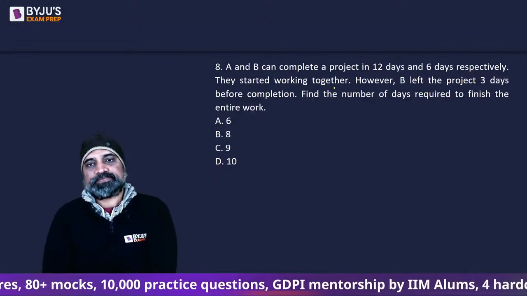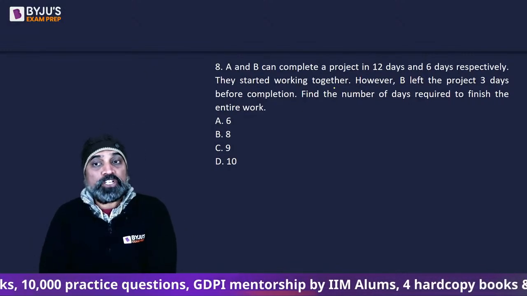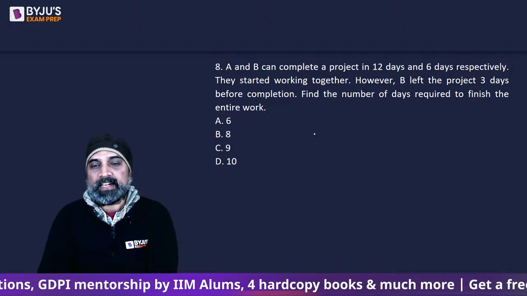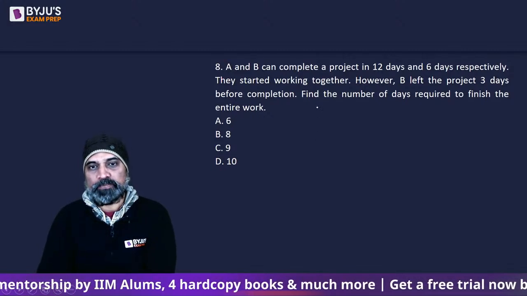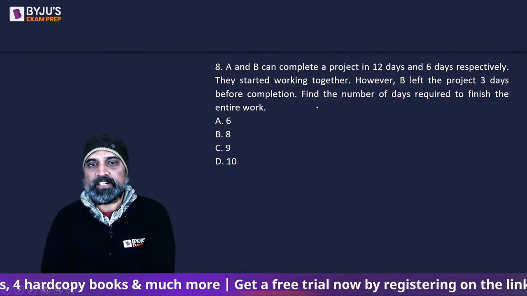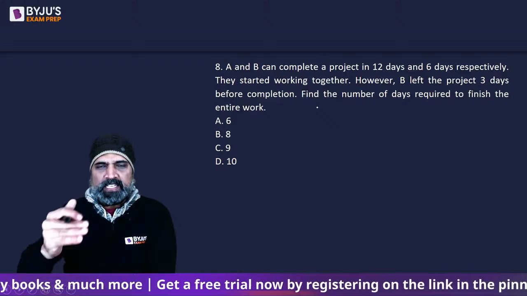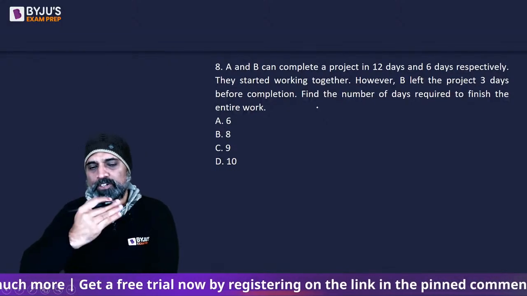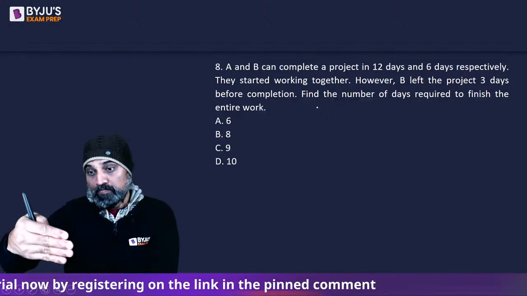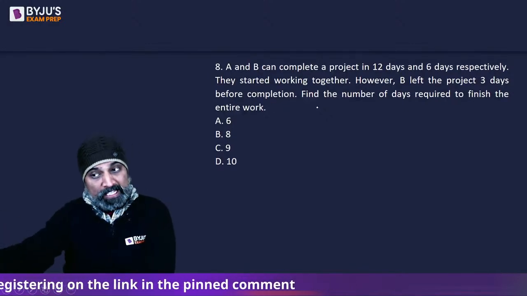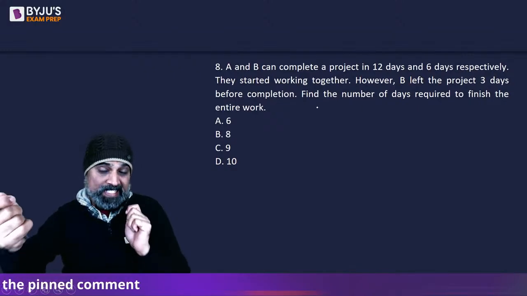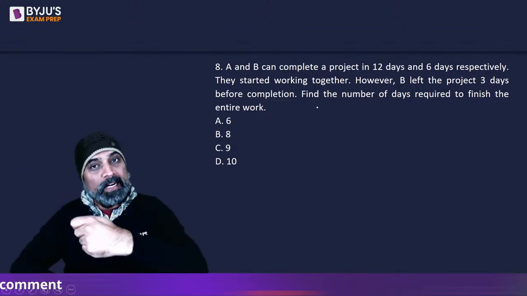Okay, next. A and B can complete a project in 12 days and 6 days respectively. They started working together. However, B left the project 3 days before completion. Find the number of days required to finish the entire work. In such kind of questions of time and work where 2 or more than 2 people are working, and then somebody leaves n number of days before the completion of the work, what you need to do is see the sequence in the reverse pattern.